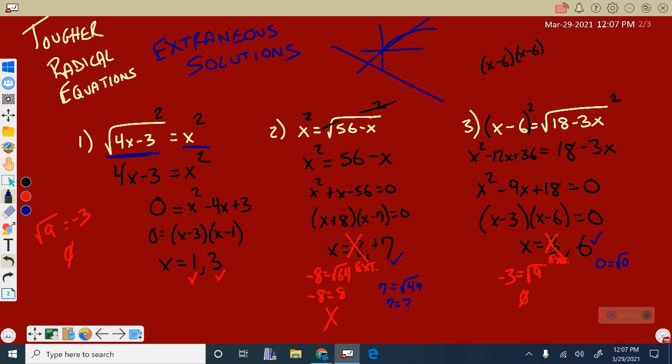And it is possible, you'll see a couple on your packet and on the work online, that you will get both values being extraneous. That is possible. If so, the whole thing would be a big no solution. But in this case, we have 2 answers for the first and 1 answer each for number 2 and 3. Go get practicing.